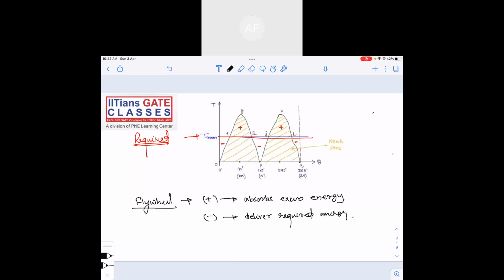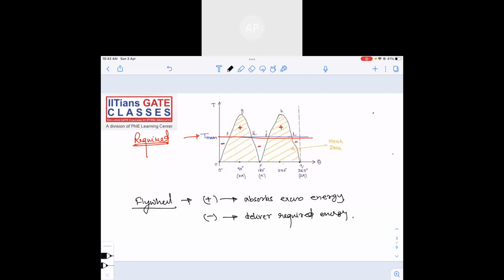So exactly the same way the flywheel does. So what is the flywheel? There are two flywheels, right? Even in your bicycle, what are those flywheels? Those flywheels are the cycle rims, right? The wheels of the bicycle, they act like a flywheel.